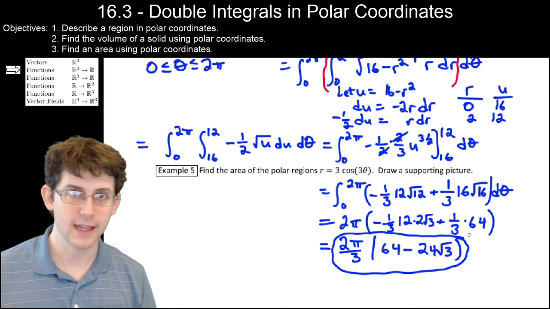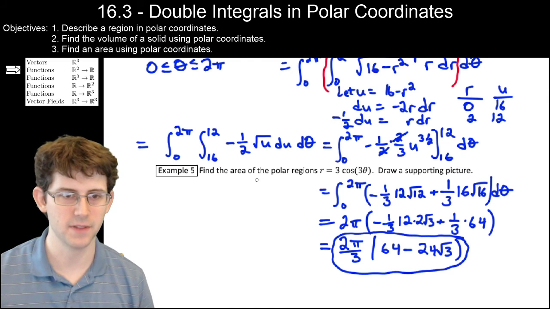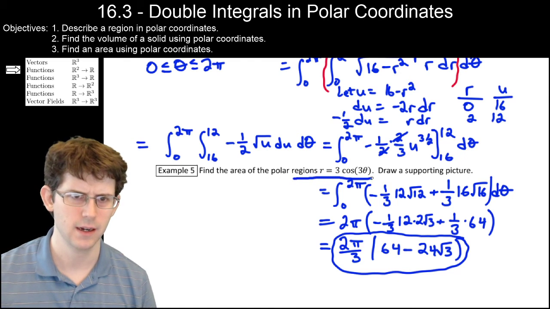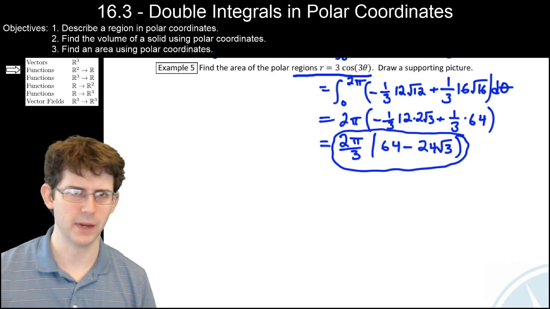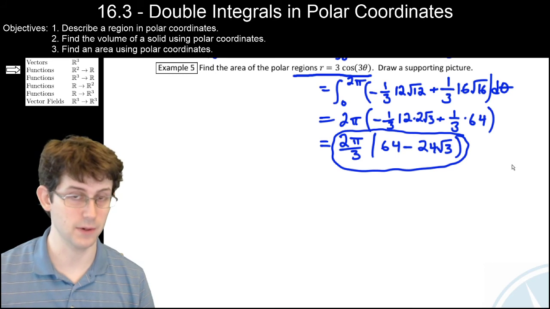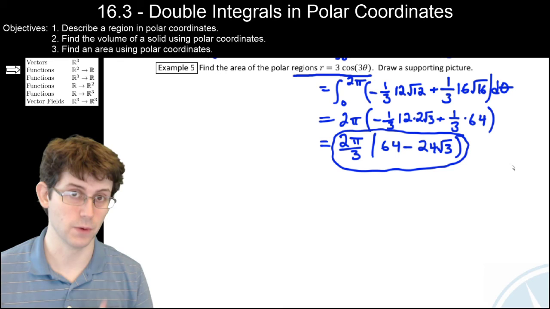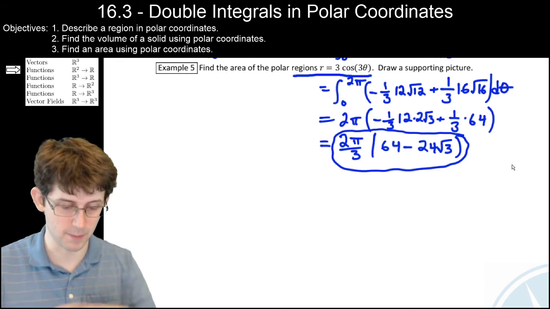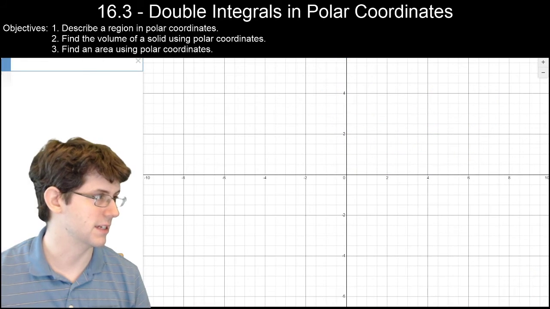Okay, let's try to do the last example here. So the last example says to try to find the area of the polar regions r equals 3 cosine 3 theta. Okay, let's go get a picture of what r equals 3 cosine 3 theta looks like. In this situation, because it's just a function with two variables, it's going to be some region in the plane. Desmos is our best tool. So let's head over to Desmos.